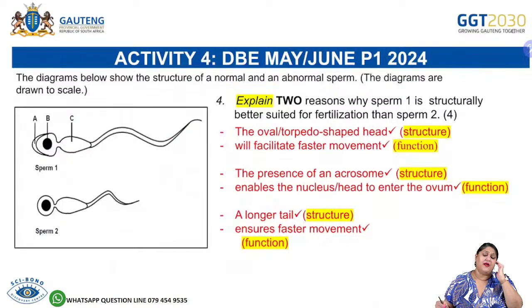Okay. So learners answered this question not very well because a lot of them just wanted to say the presence of the acrosome or the longer tail, but they did not answer the explain part. So they mentioned these things, or some of them just said that it will be able to move faster. For these ones, the faster movement was because of the long tail, but also because of the torpedo-shaped head. Okay, so however you explained it, they wanted two, so you needed to say two structures with two functions, and that's how you got the 4 marks.